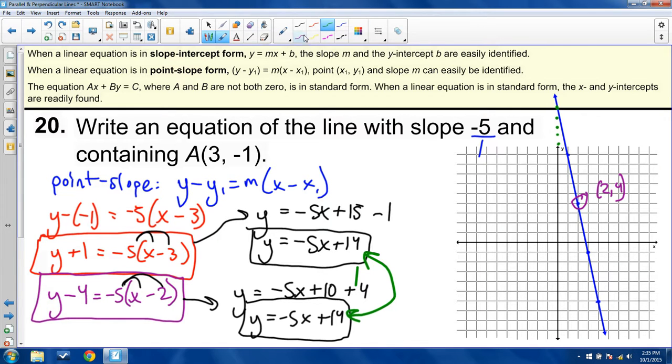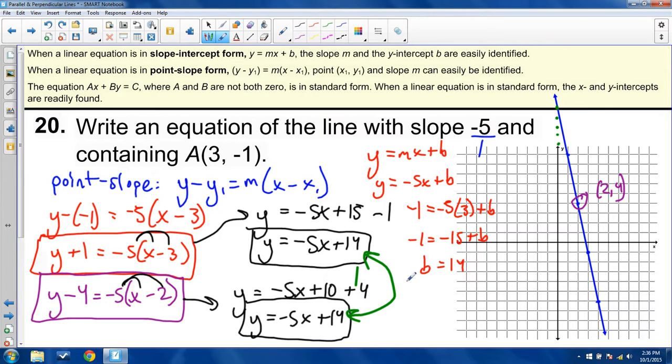A third way you could do it is going straight into slope-intercept form without point-slope form. So what I would do, and this is probably what I do most of the time, y equals mx plus b, I know the slope, and I need to find the y-intercept. So I'm going to use this solution that I know, 3, -1, substitute it into my equation to solve for b. So I'm going to get -1 equals -15 plus b, and when you add 15 to both sides, you're going to get b equals 14. So your equation one more time becomes y equals -5x plus 14. It's just about how you attack it. A lot of different ways.